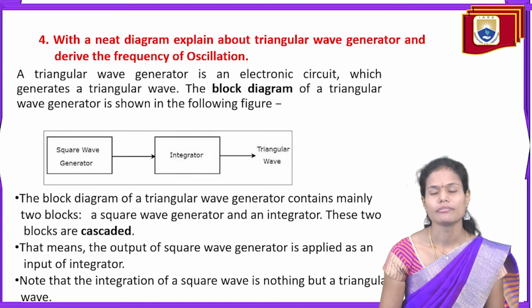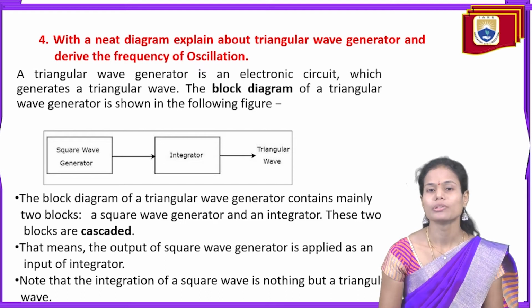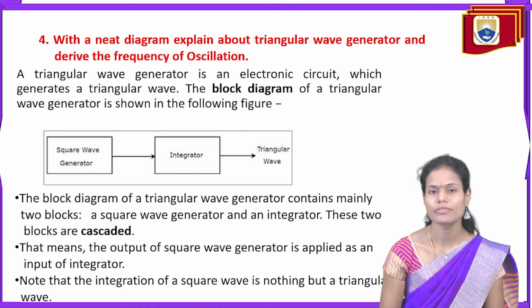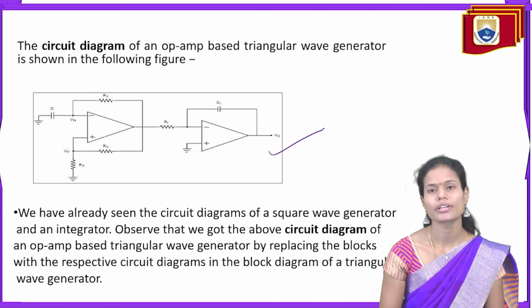And next one is, with a neat diagram, explain about the triangular wave generator and derive the frequency of oscillation. Once we know the square wave generator, we can also design the triangular wave generator. If we apply the output of the square wave generator to the integrator circuit, it will provide the triangular wave. So this is the internal circuit of the triangular wave generator.